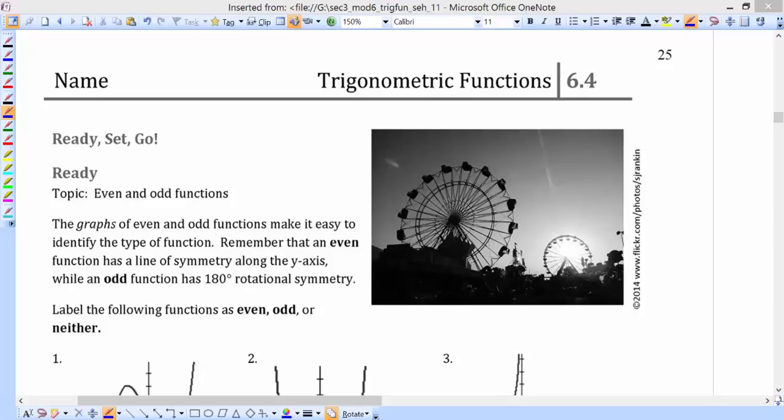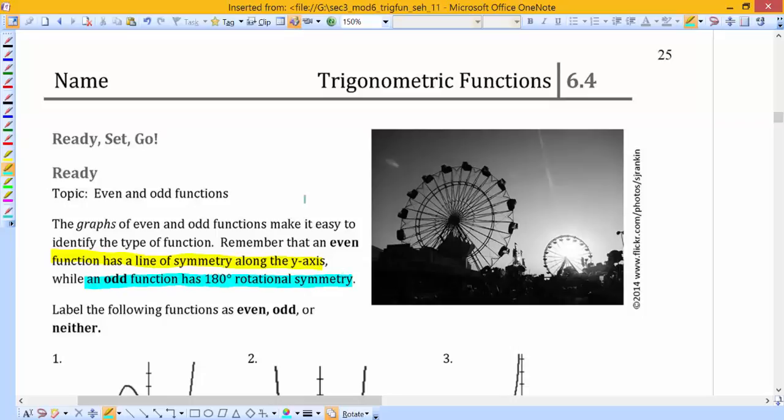6.4. We're going to begin by looking at even and odd functions. We haven't done this since module 4, I believe it was. So just really quick, graphs of even and odd functions make it easy to identify the type of function. Remember that an even function has a line of symmetry along the y-axis, and an odd function has 180-degree rotational symmetry. So that's when it can turn. If I can turn it 180 degrees, then it's odd.